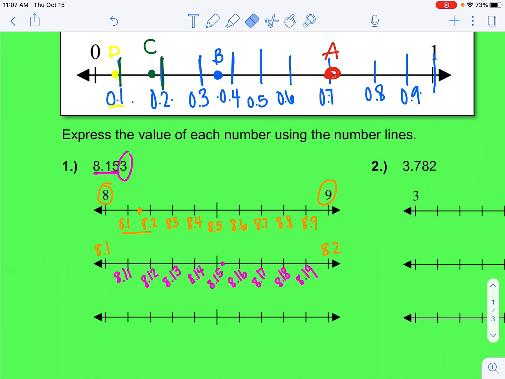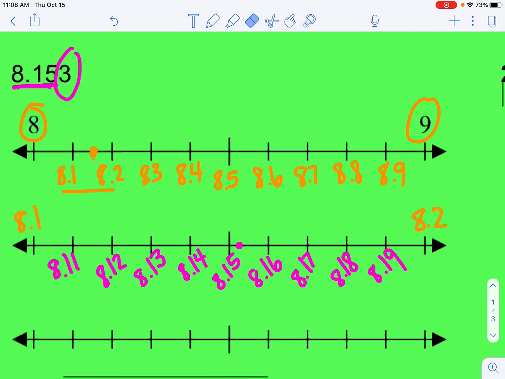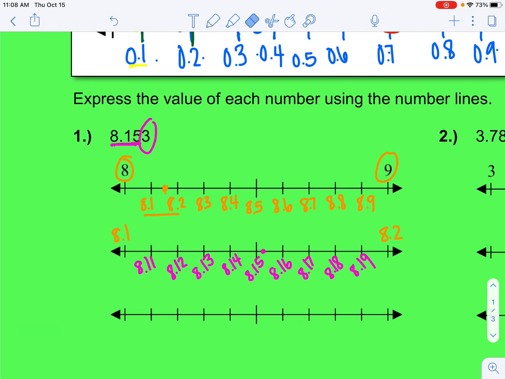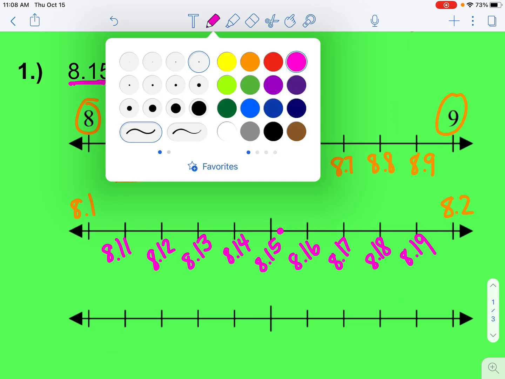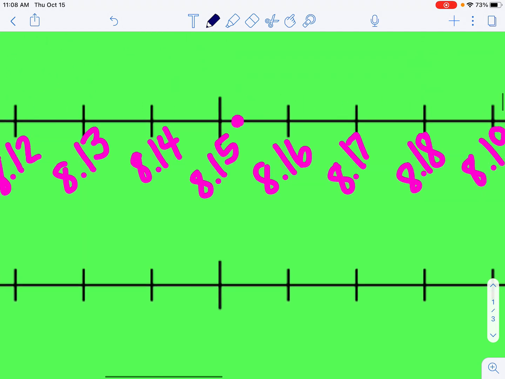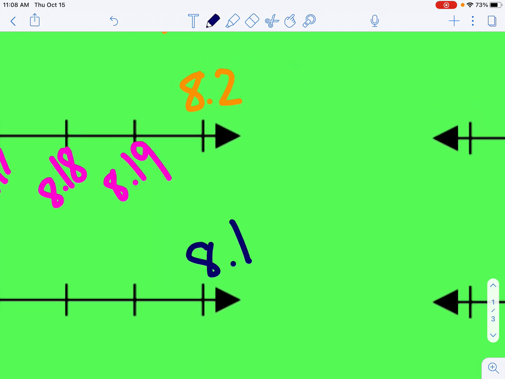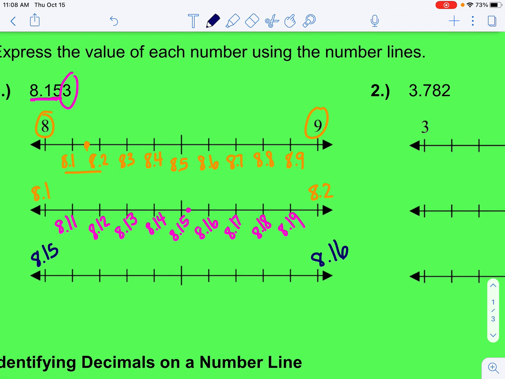Alright? So now we're going to pretend we're a magnifying glass again, and we are going to zoom in to this section right here so that we can exactly plot our point. Alright, so this right here, our first number would be 8 and 15 hundredths, and then the number way over here would be 8 and 16 hundredths. Okay? So now we're going to pretend we're zooming in, and now we're going to worry about our thousandths.